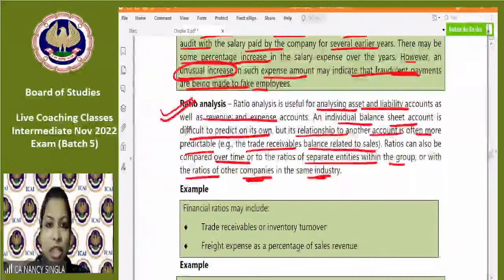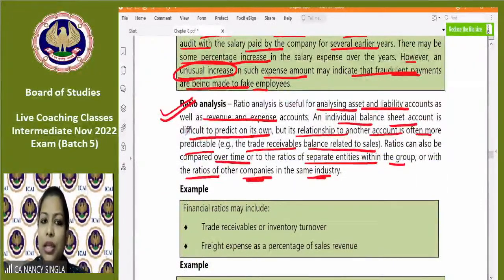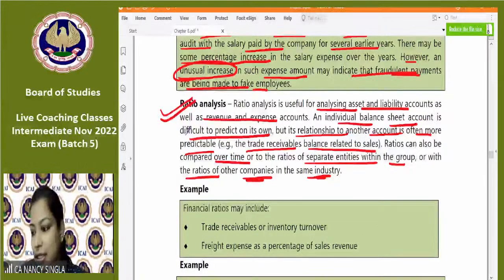रेशियो एनालिसिस बैलेंस शीट आइटम पे भी हो सकता है, पीएनएल आइटम पे भी हो सकता है. रिलेशनशिप प्रेडिक्ट करोगे. बैलेंस शीट आइटम में आप इन रिलेशनशिप जैसे ट्रेड रिसीवेबल इन रिलेशन टू व्हाट सेल्स यू विल कंसीडर. यू मे कंपेयर इट ओवर टाइम विद सेम इंडस्ट्री और सेपरेट एंटिटीज इन द ग्रुप.